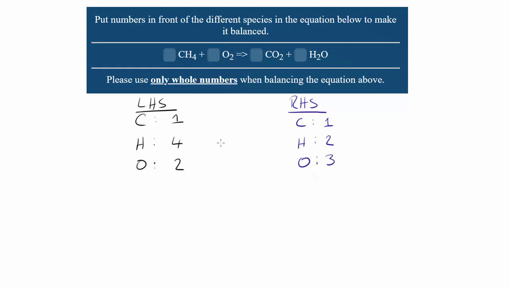As you can see, when we compare the left hand side and the right hand side, it's not yet balanced. The number of carbons at the moment are equal, but the number of hydrogens are not, and the number of oxygens are not.